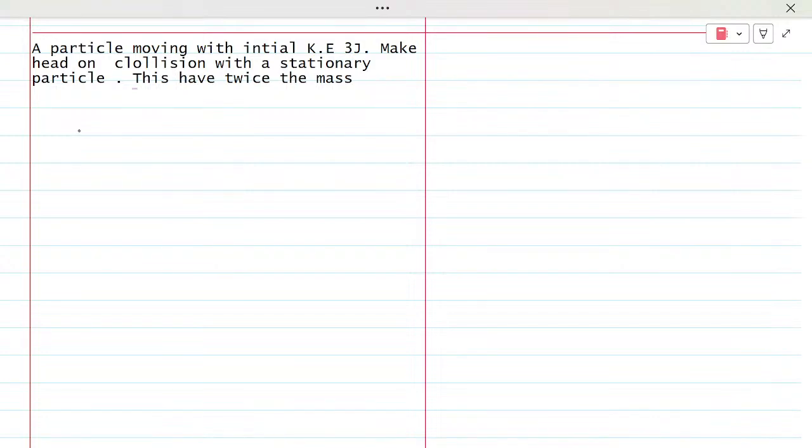So the particle is moving with initial kinetic energy. Here, instead of velocity, kinetic energy is given. Sometimes momentum will be given. That I also explained already in another video. You can check. So now, let the mass be m. This one has mass m. Then here is the 2m mass, double the mass, which is at rest, stationary. That means u2 is equal to 0.